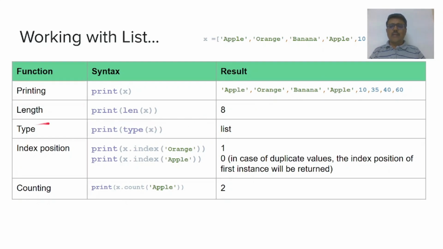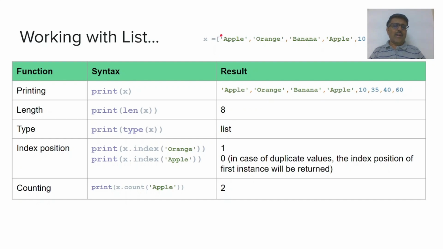Okay. Then what is the type? We also saw earlier whether it is a number, integer, string, like that. In a similar way, if you print the type of X, it automatically tells you that it is a list, because you are not explicitly declaring the type of the variable, right?